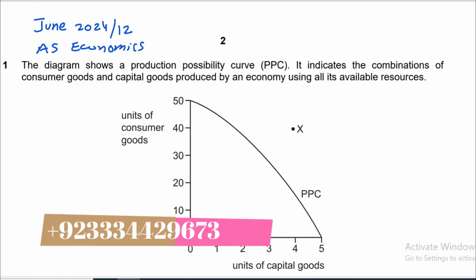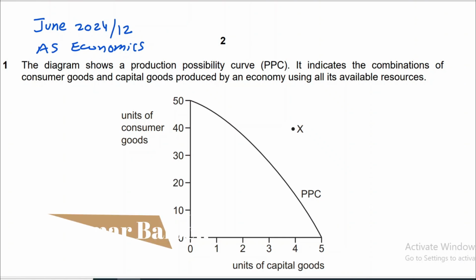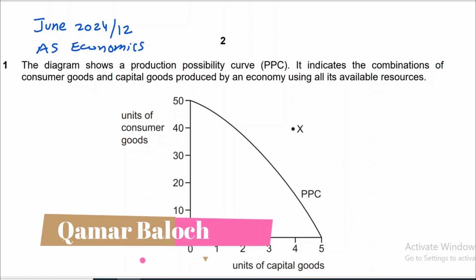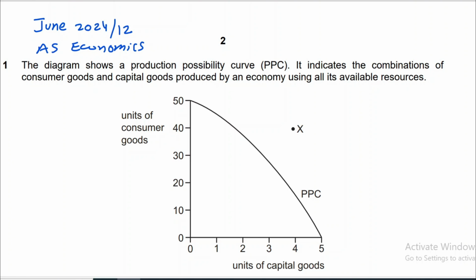So in today's class I'll explain one complete exam paper, that is June 2024 exam series variant 1 to AS level economics. So this is the latest exam paper, and let's have a look at the first question. The diagram shows a production possibility curve. It indicates the combinations of consumer goods and capital goods produced by an economy using all its available resources.